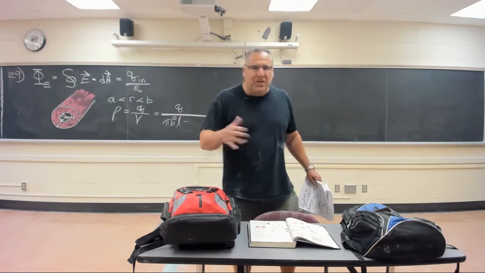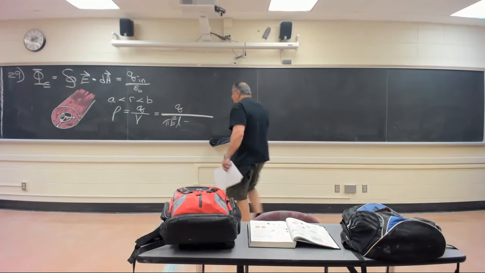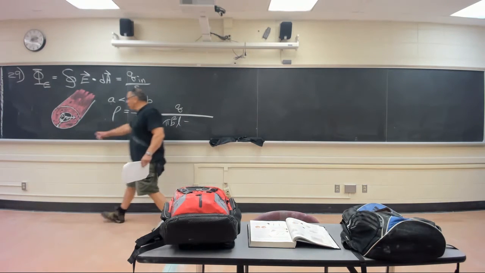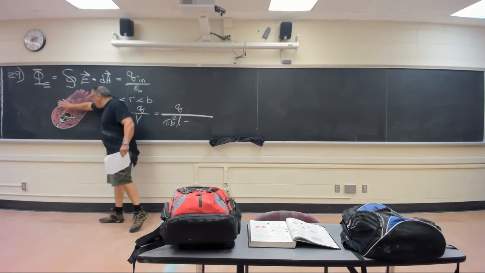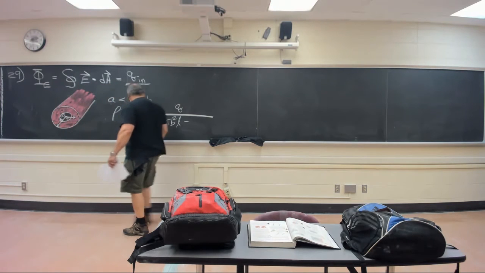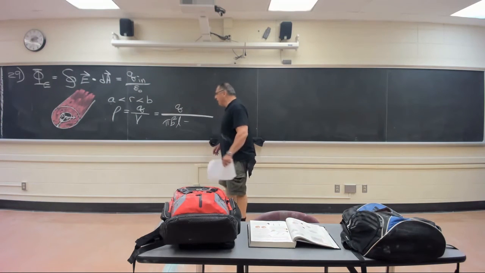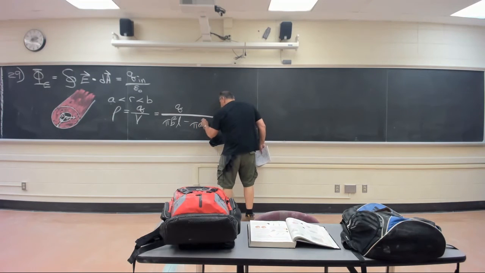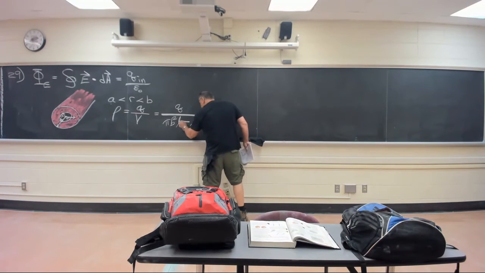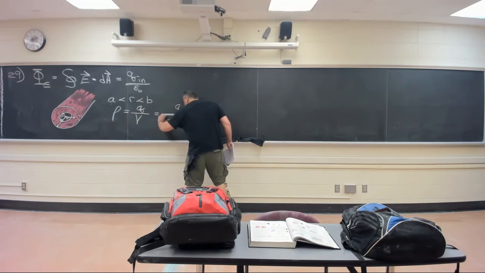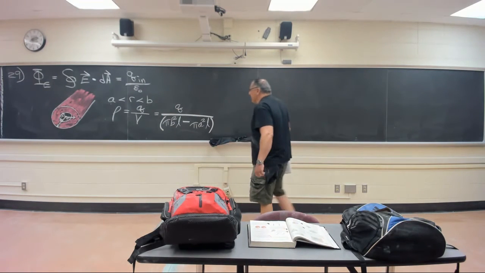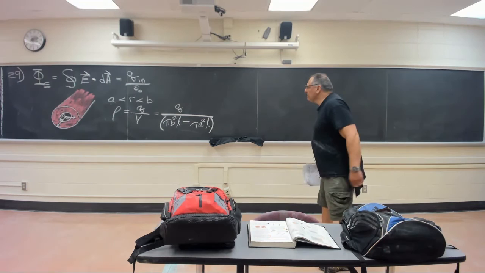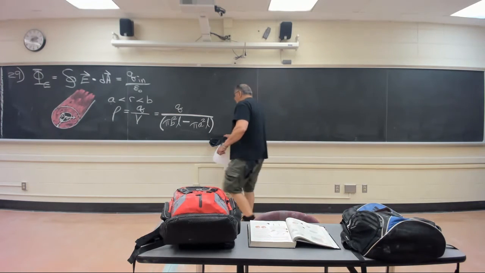If there was not this cylindrical absence right here, all of this would be red, and it'd be pi b squared L. The problem is that's not the case. You are missing this much. Great. Subtract then. Okay?